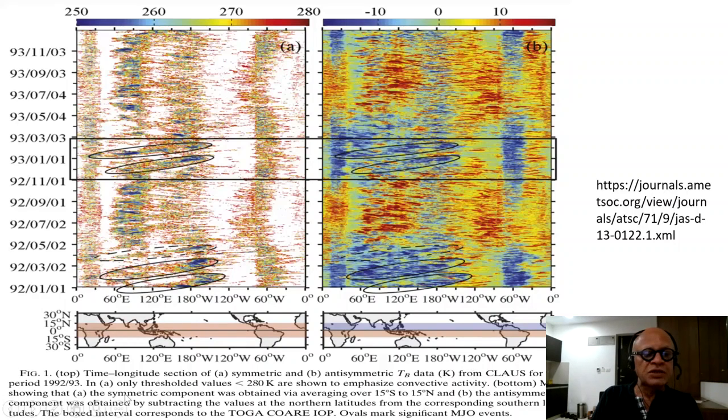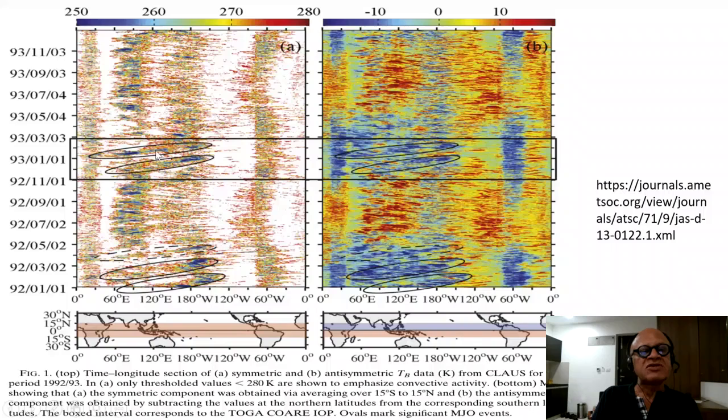Bottom map showing the symmetric component is obtained by averaging over 15 south, 15 north, and the antisymmetric component is obtained by subtracting the values at the northern latitudes from the corresponding southern latitudes. The boxed interval corresponds to the TOGA-COARE intensive observation period, and the oval marks a significant MJO event. So there are a few MJO events here, and this is the box over which the TOGA COARE intensive observation period happened.